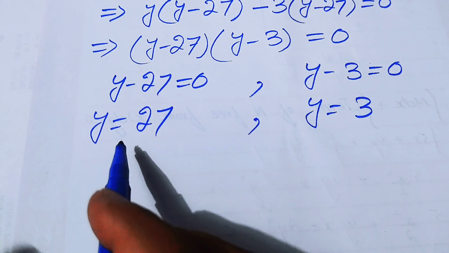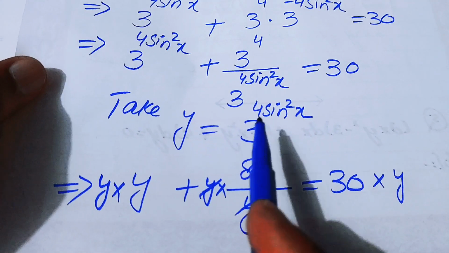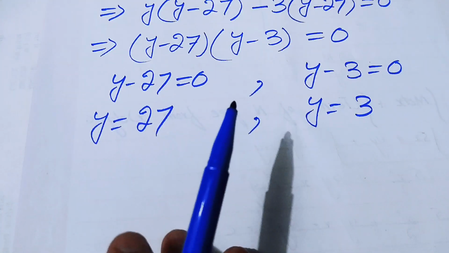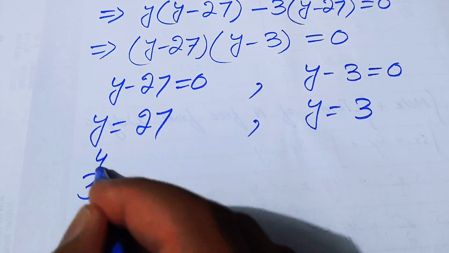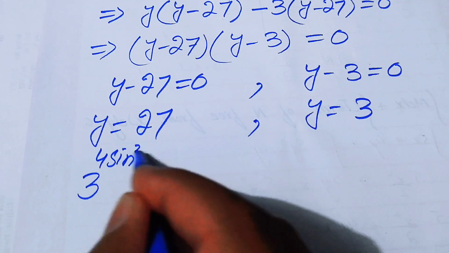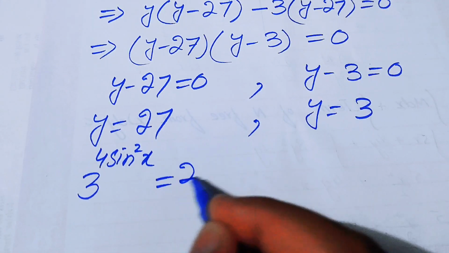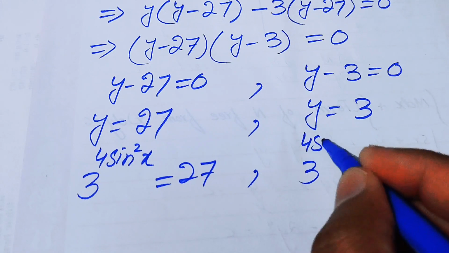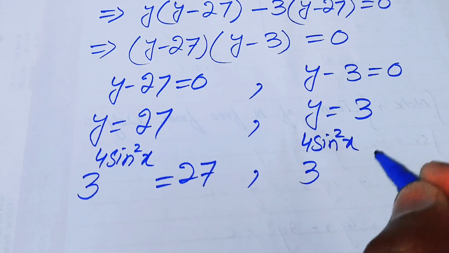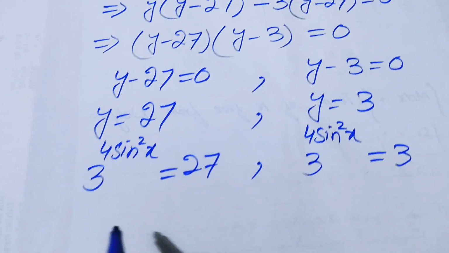So now we back substitute the value of y. Here we take y is equal to 3 to the power of 4 times sine square x. So we put it here and you get 3 to the power of 4 times sine square x is equal to 27, and similarly 3 to the power of 4 times sine square x is equal to 3.